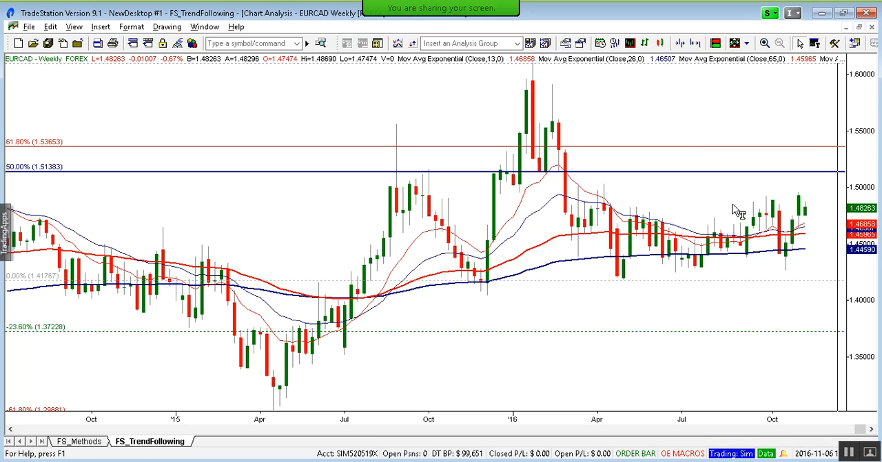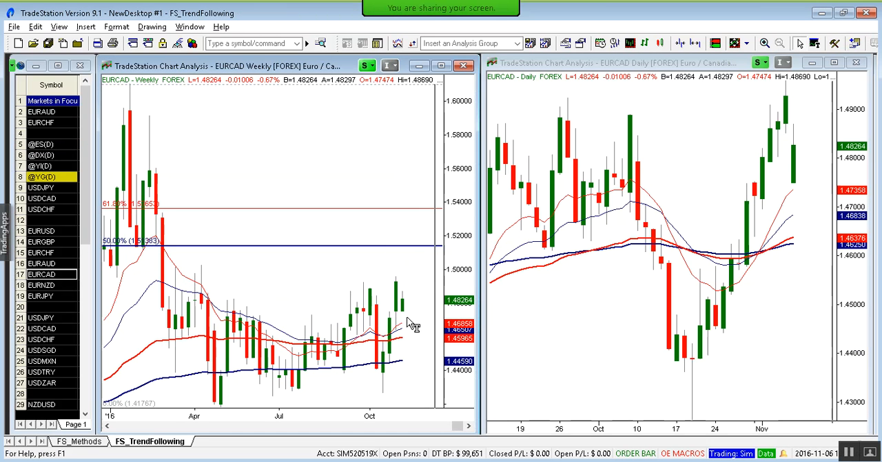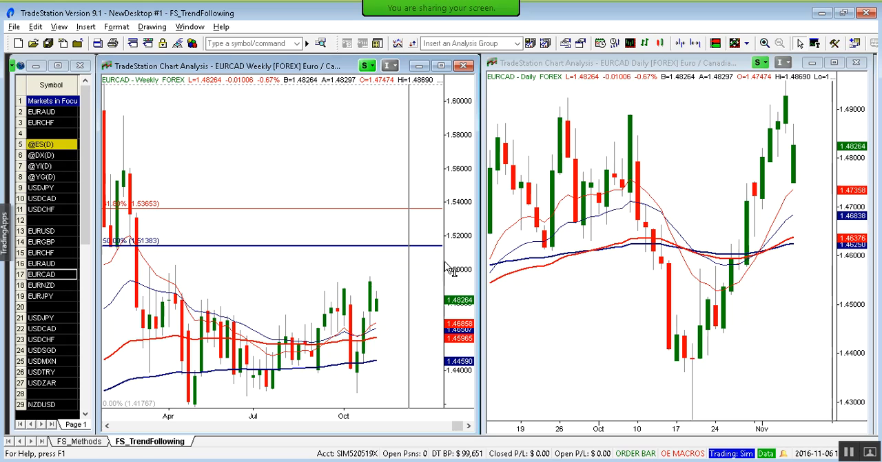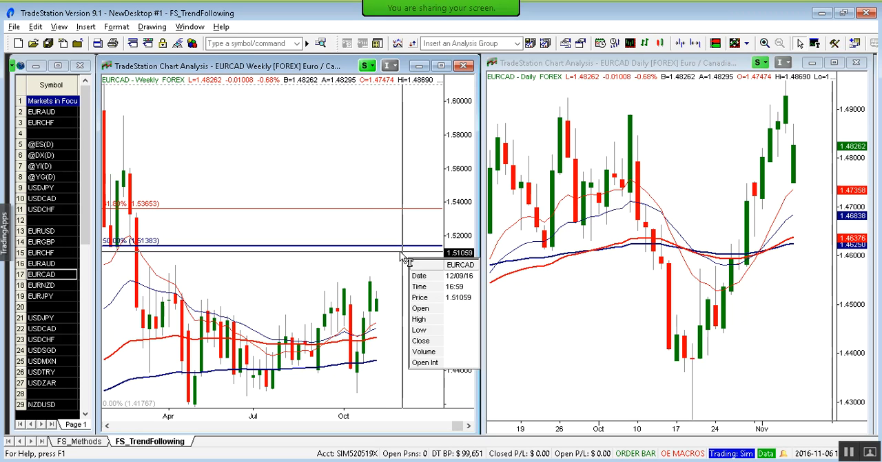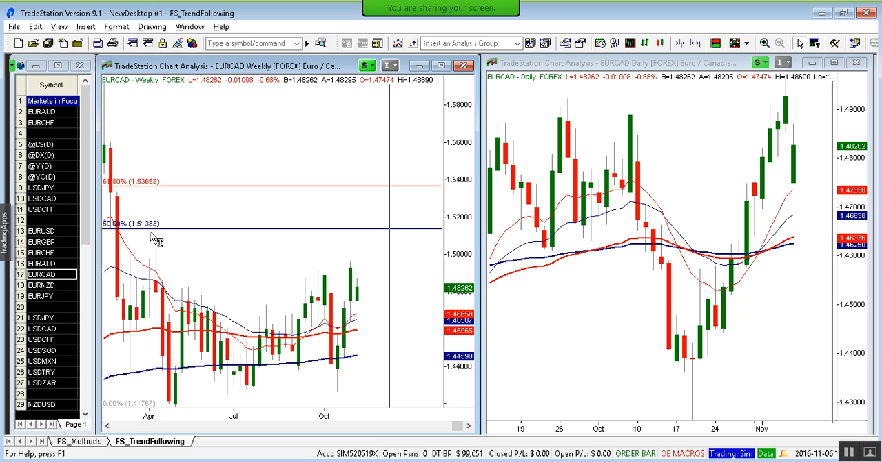It's good for Europeans living in Canada, and when we look at this move higher, we can only consider as outcome the possibility of a retest of this 151.38. It's very much like the euro, so the Canadian dollar is really weak throughout the board here, against the US dollar, against the euro.